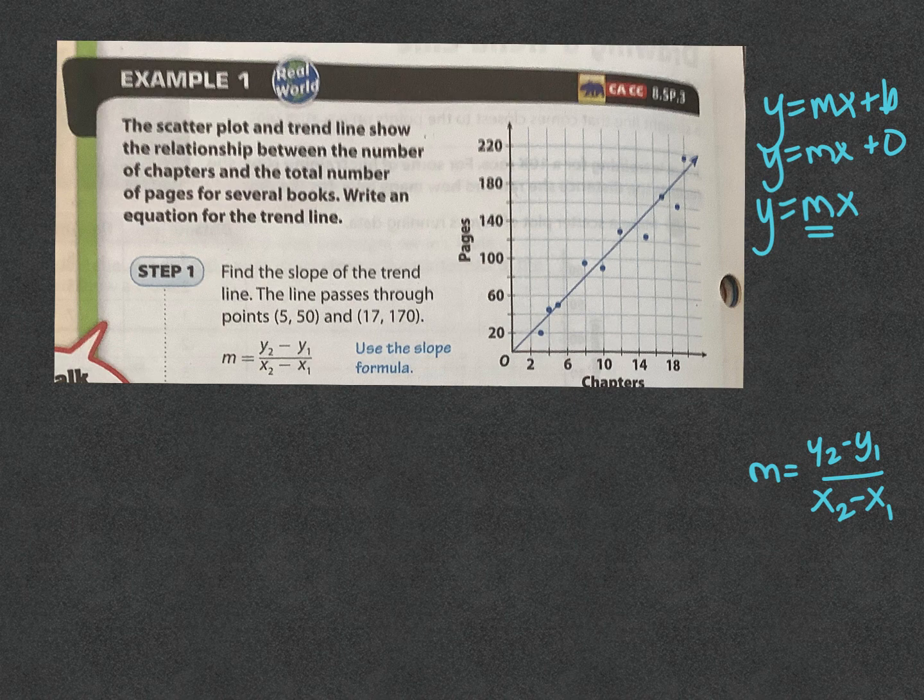So I'm going to choose 2 points, and I'm always looking for 2 points that intersect beautifully somewhere along the way. And the smaller the numbers, the easier the calculations, right? I noticed that this is a scatter plot trend line that shows the relationship between the number of chapters and the total number of pages for several books. So 2 chapters tends to be about 20 pages. That looks like it's right on the graph there, so I'm going to put 2, 20. And then I'm going to find another point that intersects nicely, maybe right here. That is 6 and 60.